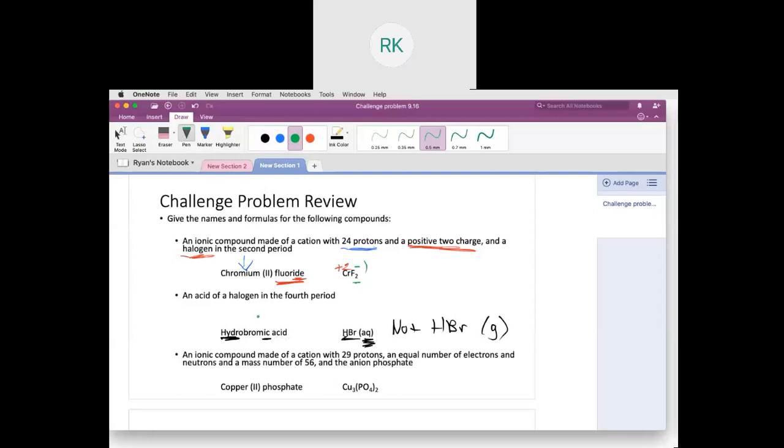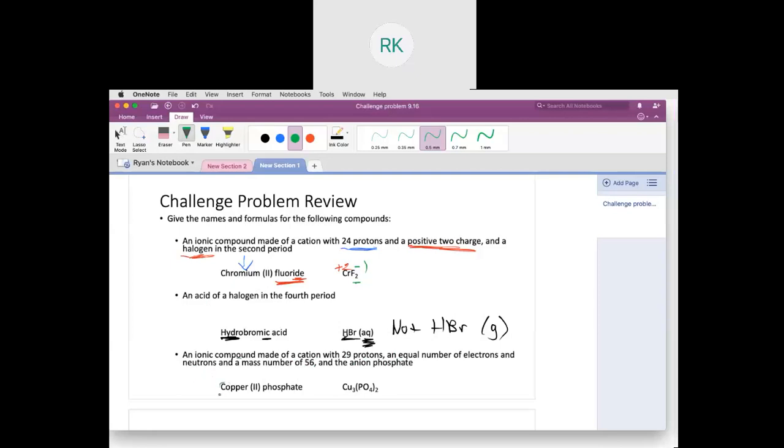Now, looking at the last one, we are again going to be looking at an ionic compound here. The cation has 29 protons and an equal number of electrons and neutrons with a mass number of 56. So again, mass number is equal to our number of protons plus our number of neutrons. And we're told that our number of electrons and neutrons are equal here.